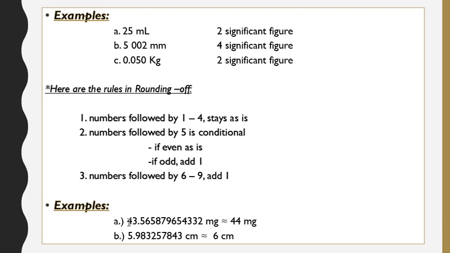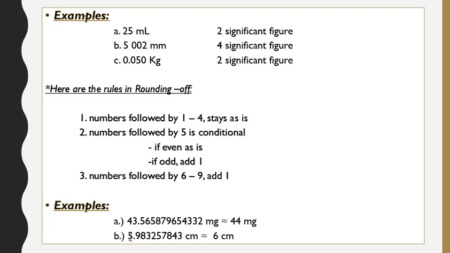Example, this one, 43.56. So we have 40. It can be rounded off as 44, because take note, this 3 is an odd number, so therefore we have to add 1. So instead of 43, we can write this one as 44 milligram.